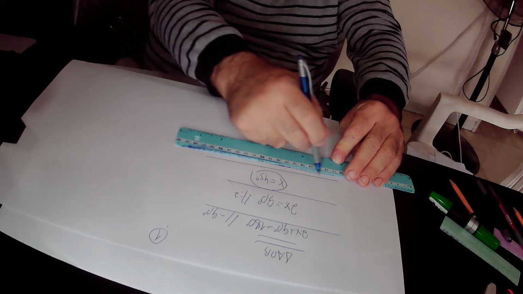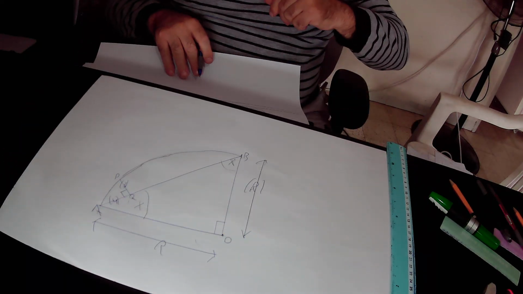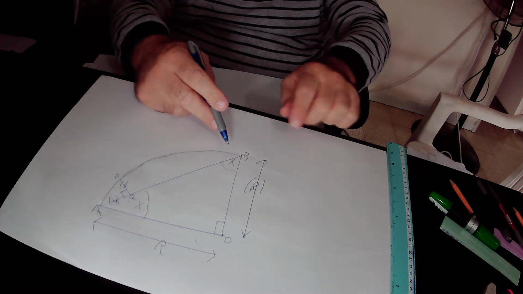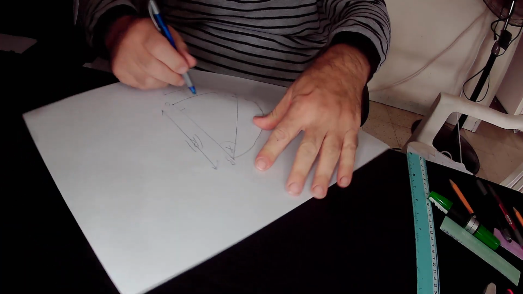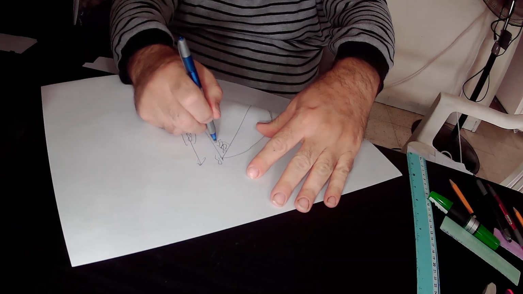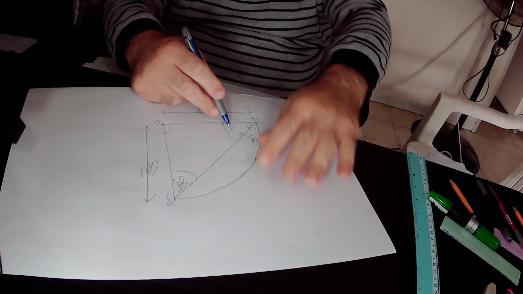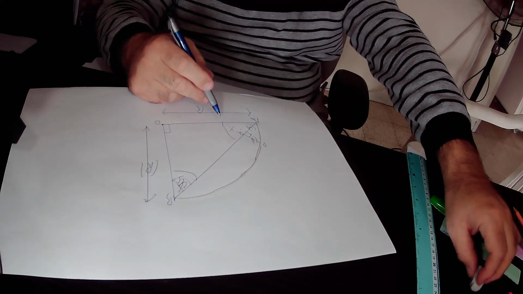So actually, this is the missing angle x, equal to 45 degrees. Likewise, this is also the missing angle x, equal to 45 degrees.